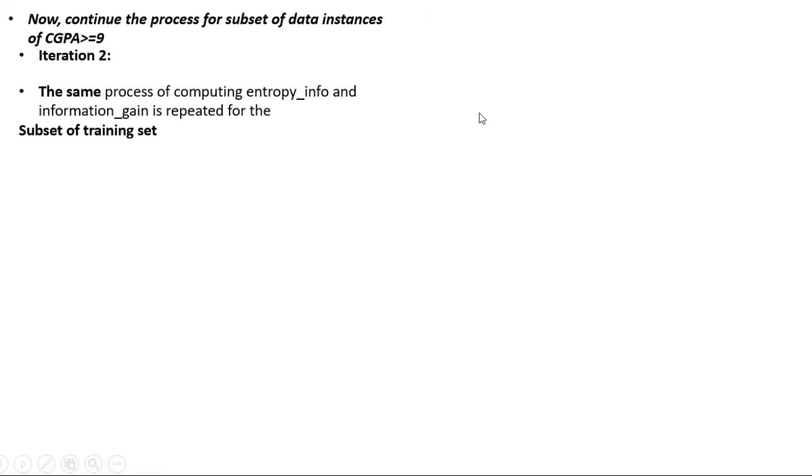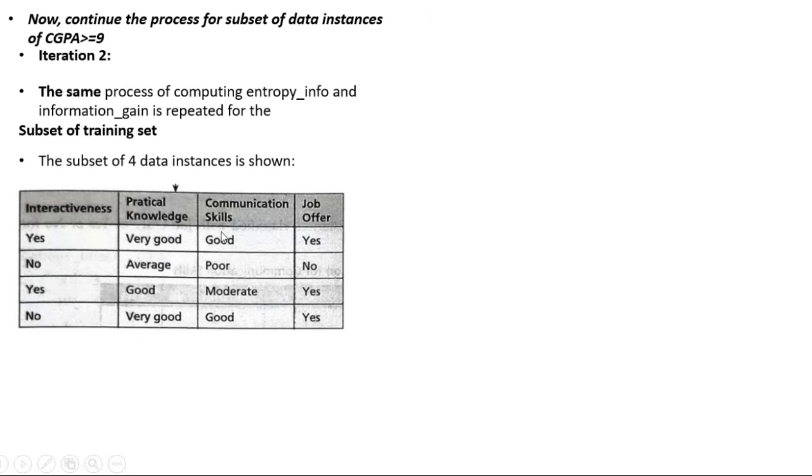Now the same process we have to continue. I have to again find the entropy information and information gain for all these 3 different attributes. This is the table I'm getting for greater than or equal to 9. For every attribute, I have to decide which is going to be my next node. Do I choose interactiveness, practical knowledge, or communication skills? I can choose based upon the gain value. For every attribute, I have to find the entropy information and gain, and whichever attribute gives us the maximum gain will be my next best attribute.